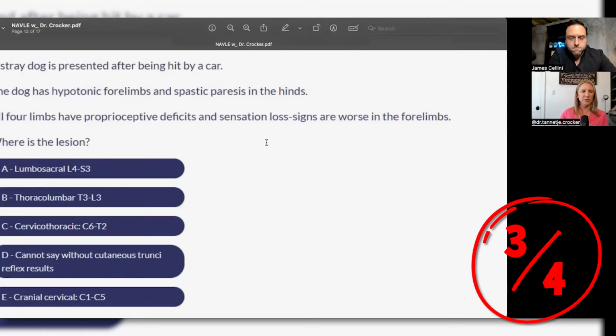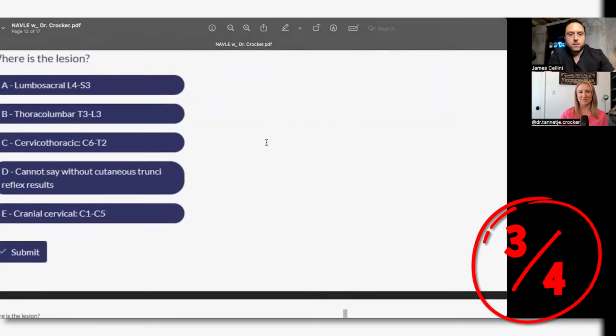You're judging me hard. No, I'm not judging. I'm just going to look at it. I don't want to give you the answer. I'm feeling so much pressure right now. I'm going with C. Final answer. C, cervicothoracic. And you would be correct.